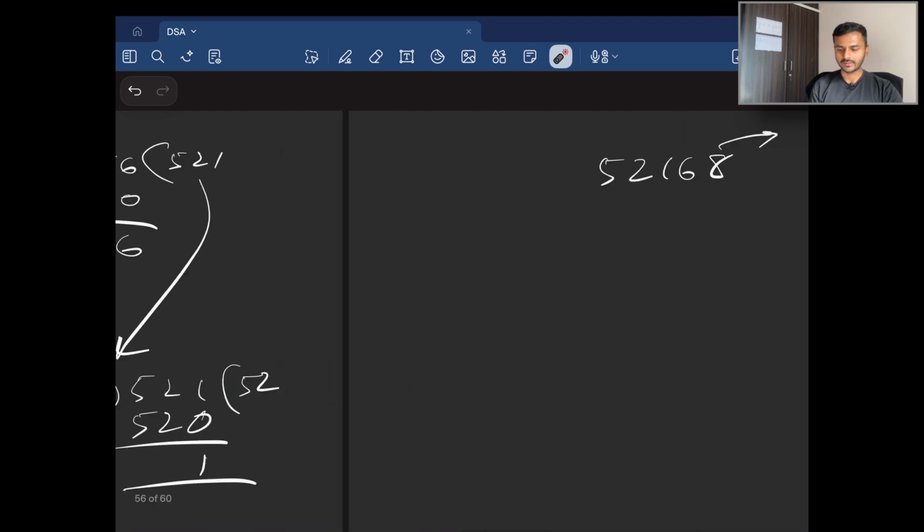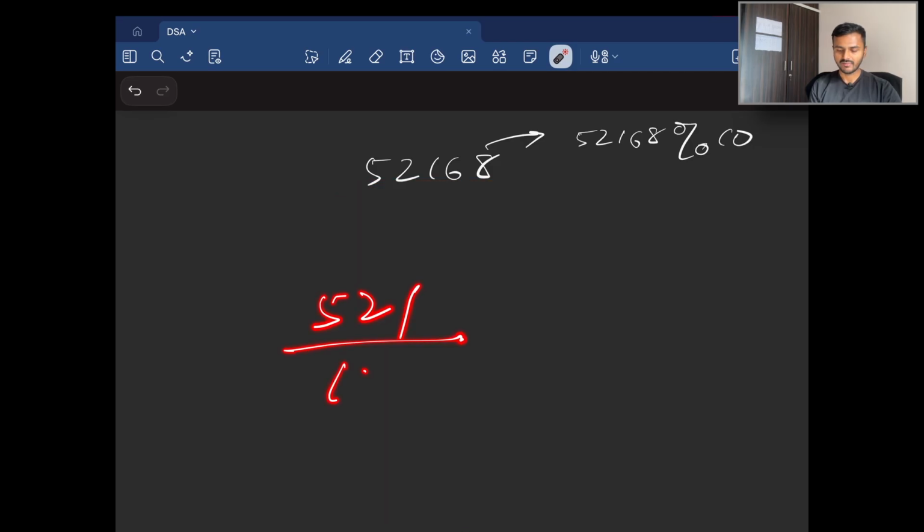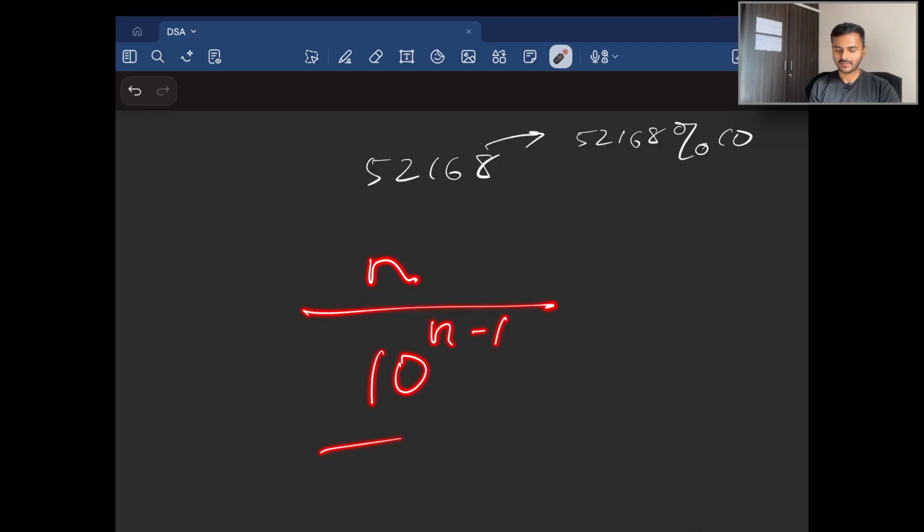Or there's another way. What if we divide this by 10,000? If we divide this by 10,000, we will have 5 as the quotient, right? And the remaining 2168 as the remainder. And why did I choose 10,000? Well, that's because it is a 5-digit number. If this was, say, a 3-digit number, 521, I would have divided by 100. You see the pattern, right? So if this is an n-digit number, what we will do is divide this by 10 power n minus 1.